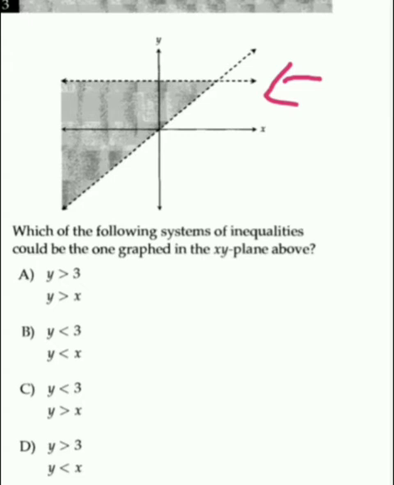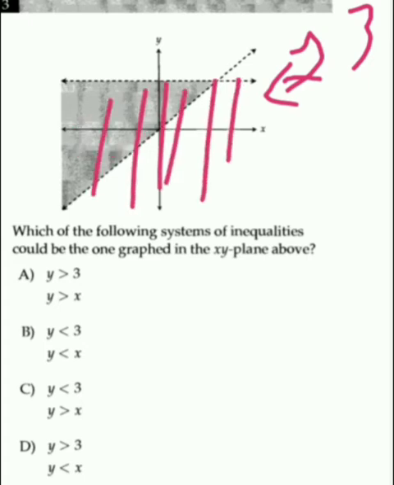The first line, the horizontal line here, means y will be either greater than or smaller than 3. As you see, the solution is in this area. If it's in this area, this line will go down, right? It will go down like this. That means y will be smaller than 3, right? And there is no equality because it's not solid, it's a dashed line. Let's check the other line.